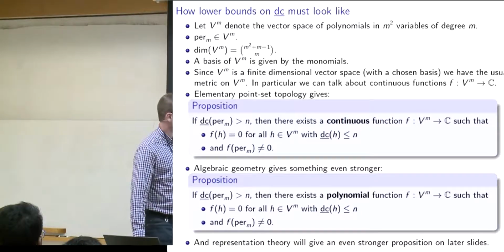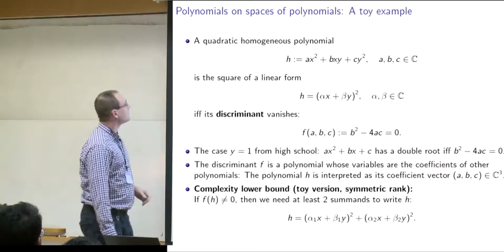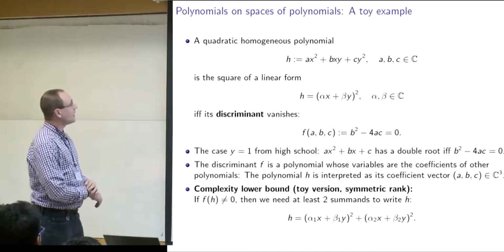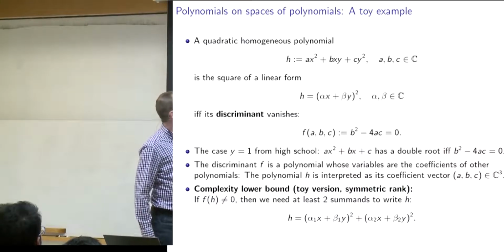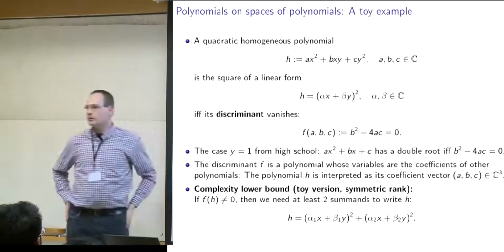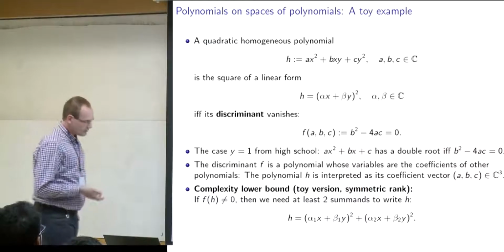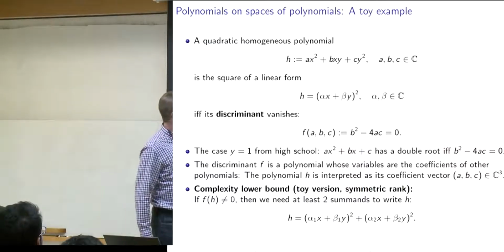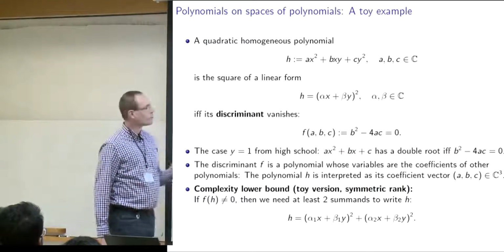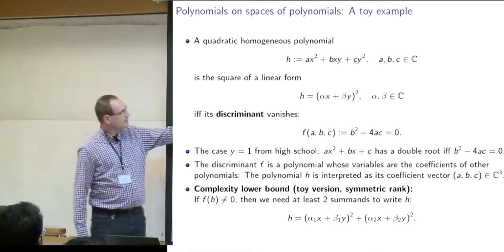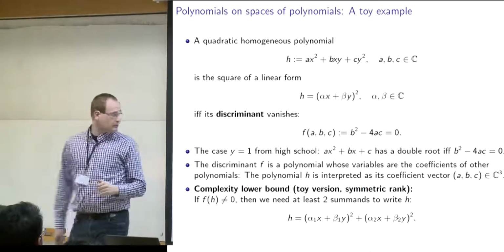So what's a polynomial function on such a vector space? Let me give you a quite nice, very classical example. Consider a quadratic homogeneous polynomial. This is our point h: ax squared plus bxy plus cy squared, and a, b, and c are complex numbers. Now we ask, can we write this polynomial as a square of a linear form? So h should be (alpha x plus beta y) squared, with alpha and beta complex numbers. This is our question, and we can do this exactly if its discriminant vanishes. And the discriminant is b squared minus 4ac, so you might have seen that in high school.